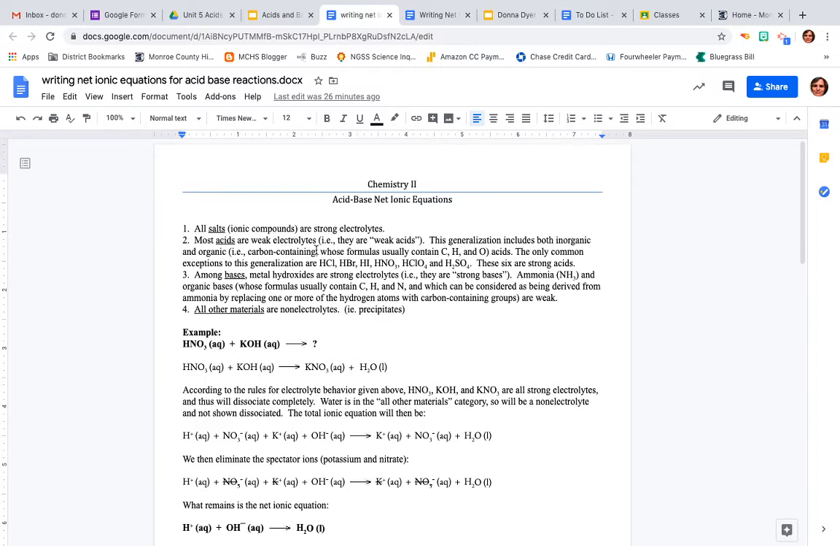Most acids are weak, but we do have 6 strong acids. So if it's one of these 6, then you will show it breaking apart into its ions. If it's not one of these 6, then it doesn't break apart, so you leave it together when you write the complete ionic equation. And then bases, again, remember group 1 and group 2 metal hydroxides are strong bases. So I might even put that there.